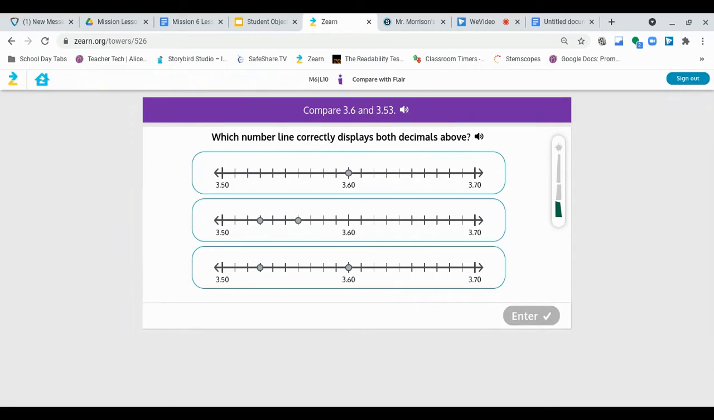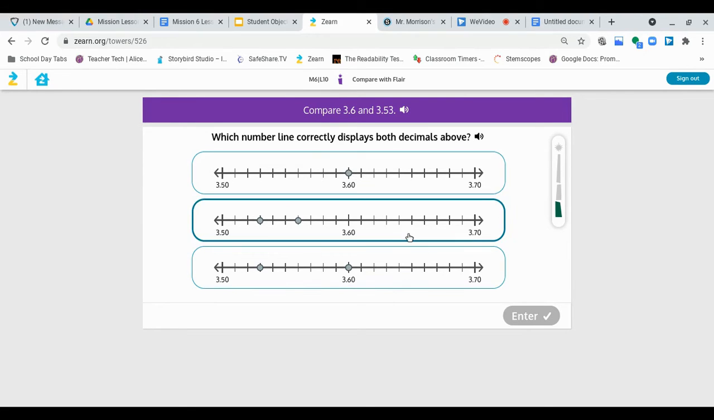Keep on climbing. All right. Which number line correctly displays both decimals above? We're trying to compare 3 and 6 tenths and 3 and 53 hundredths. Notice each number line starts at 3 and 50 hundredths, ends at 3 and 70 hundredths, and we have 3 and 60 hundredths right in the middle. First, let's find the 3 and 60 hundredths, which is the same as 3 and 6 tenths. I see this one has a spot at 3 and 6 tenths, and so does the third one.